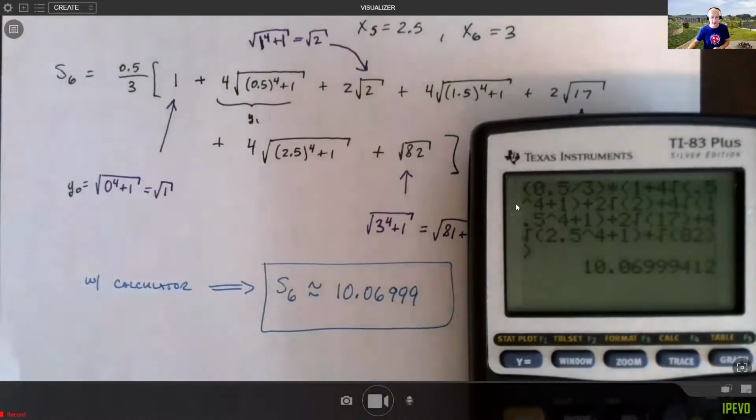Okay, so that is how to do Simpson's rule, an example of it. Trapezoid rule and midpoint rule, very similar. You will not be required to know those formulas. You'll be given those on the test, but you do need to be able to use them.